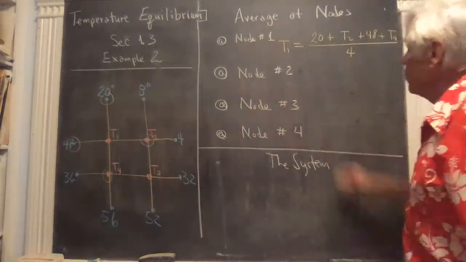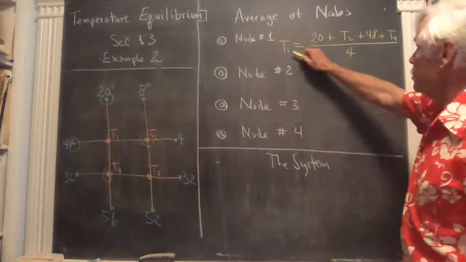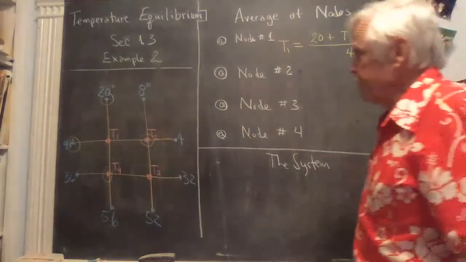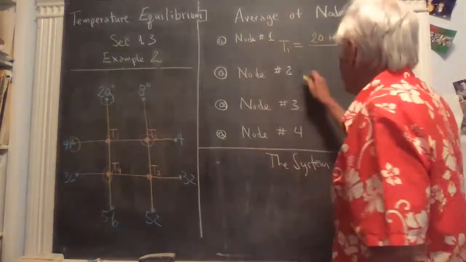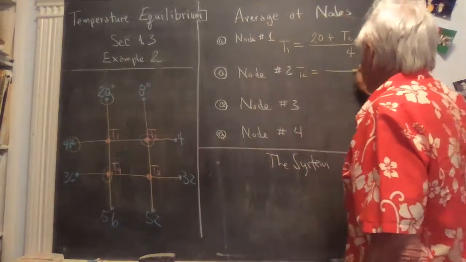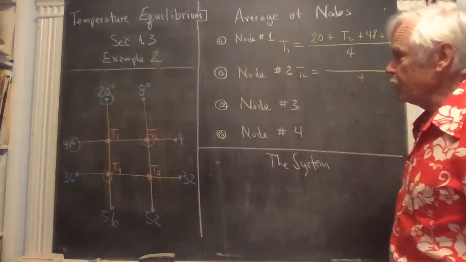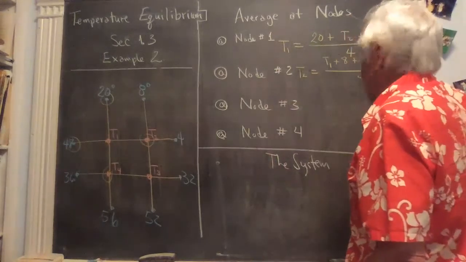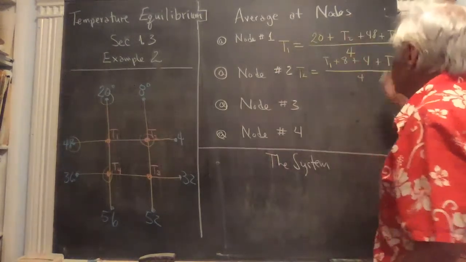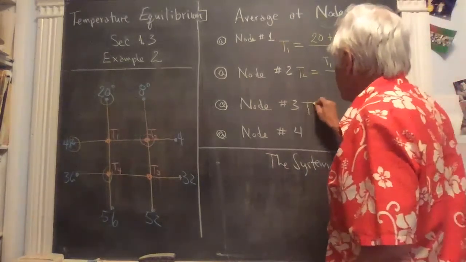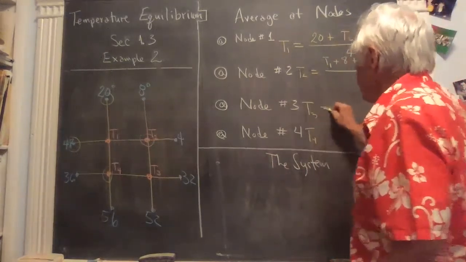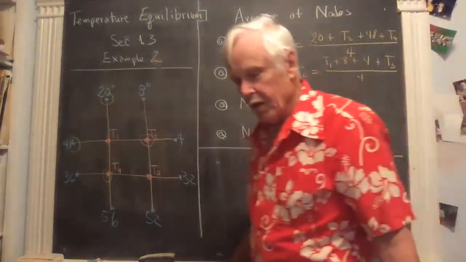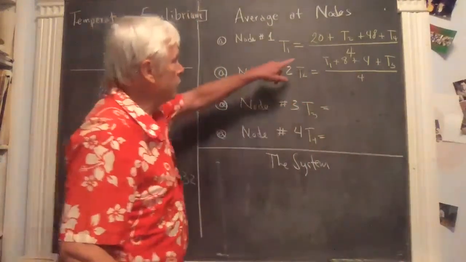So there is going to be the formula for the temperature at T1. It will be the average of the temperatures at the surrounding nodes. And the same thing will be true for all of them. So the temperature at T2 will be the average of its surrounding nodes, T1 and 8 and 4 and T3, and so it goes. T3 and T4 will be the average of the nodes that surround them.